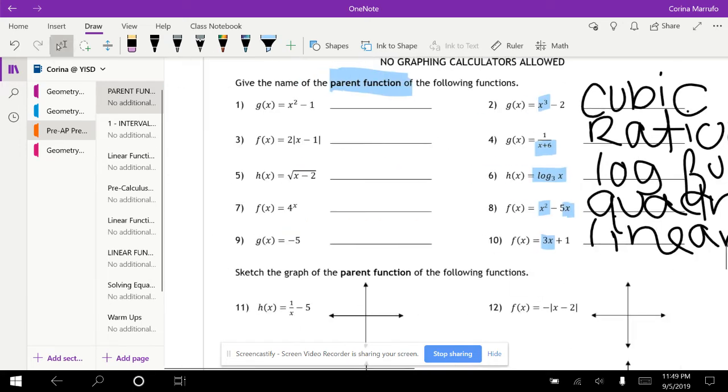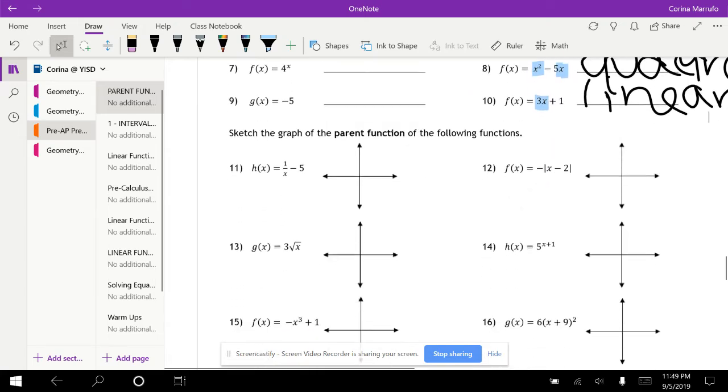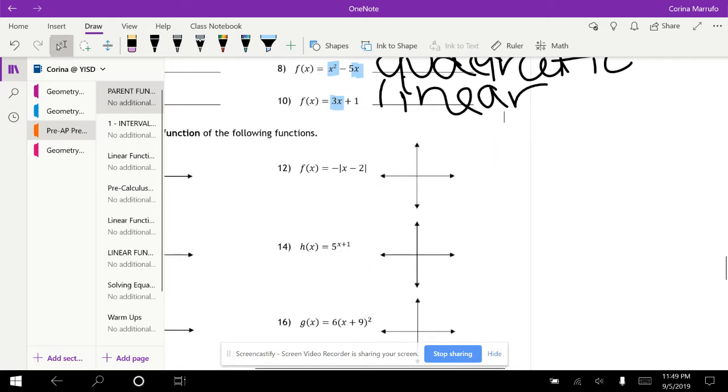All right, this next part wants us to sketch the graph of the parent functions. On number 12, we see these two lines here, that means the absolute value. If we refer back to our notes, our absolute value function is this V shape, and it looks like this. That's all I want. I don't want this equation specifically. We want the parent function, and this is what the parent function looks like.